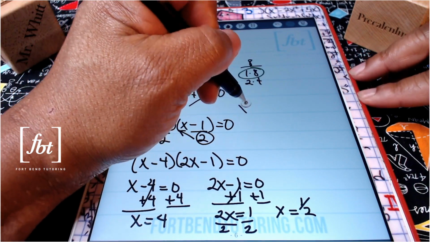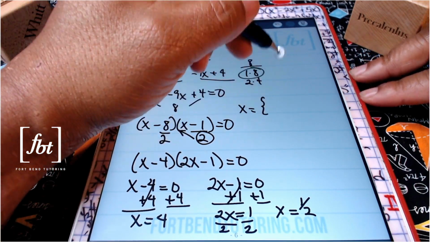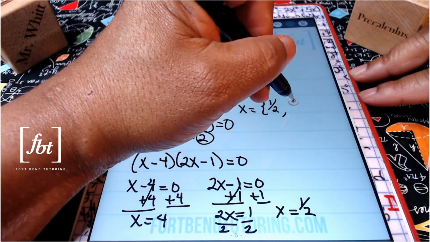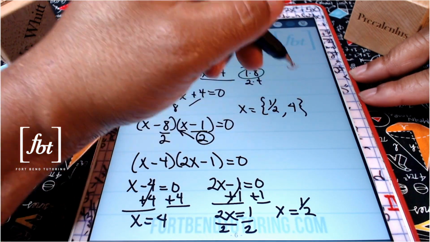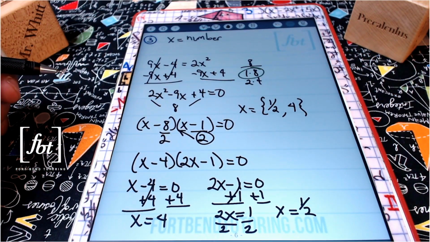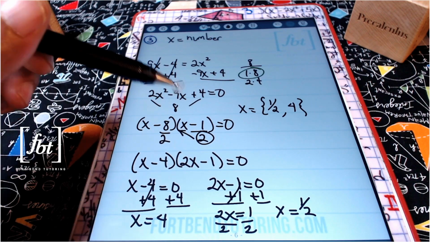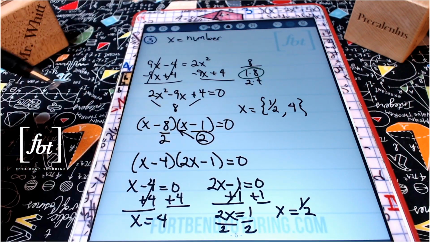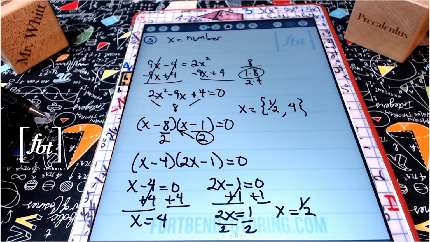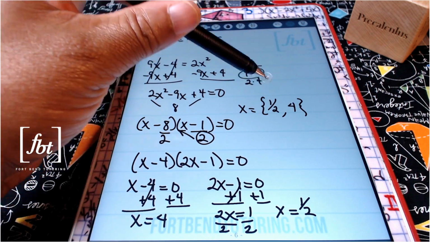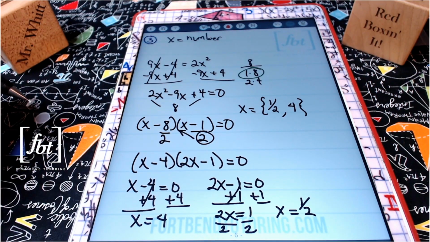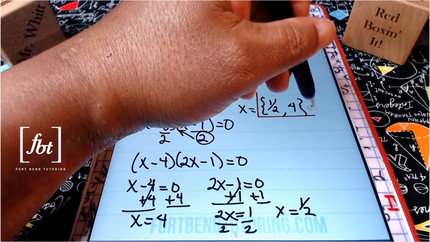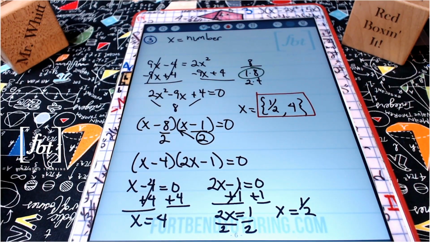So as a solution set here, I'll have 1/2 as well as 4. And this is going to be the solution to problem number 3, guys. These two values, the 1/2 and the 4, and notice that I did write them in ascending order in the solution set that I have. I put the 1/2 first and then the 4, and now we'll red box it. And that's problem number 3.